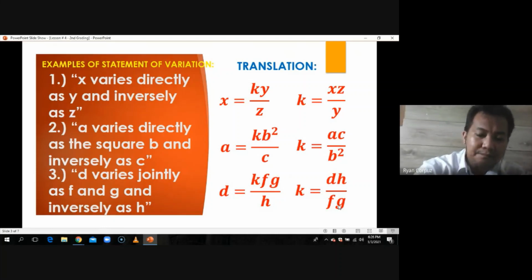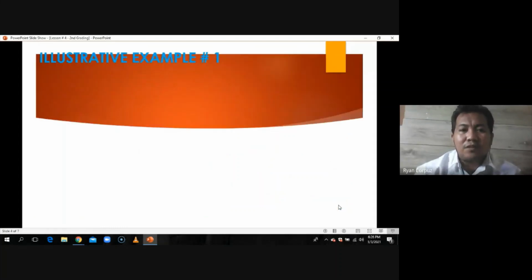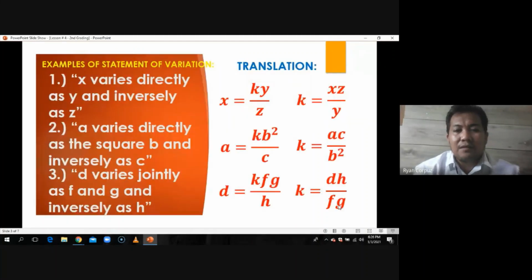And again, just like the first kinds of variation that we have discussed, since this is another kind of variation, we are going to apply here the same steps that we have applied on solving any kind of variation. So, remember natin yung life, di ba? So, life pa rin i-apply natin.